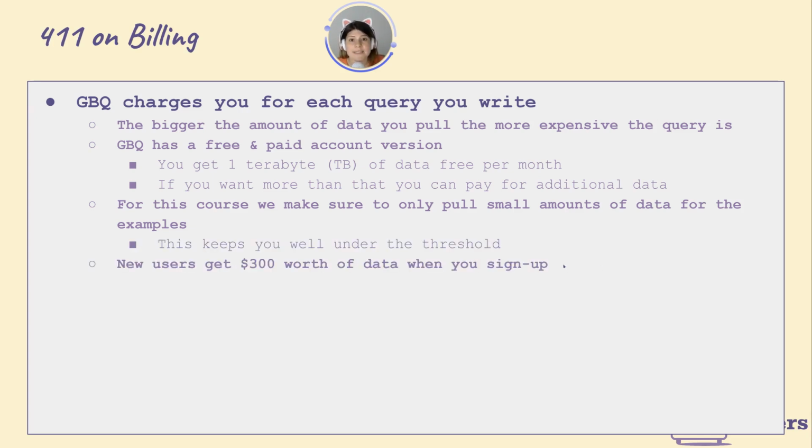At the time of signing up for this in 2023, new users also got $300 worth of data in addition to their free terabyte of data. So that is a ton of data. So even if you're like, I want to go do something crazy, you have the opportunity to do that. The $300 is really great if you wanted to do practice outside of the 30-day Kickstarter, or if you wanted to do your own data project and get practice.